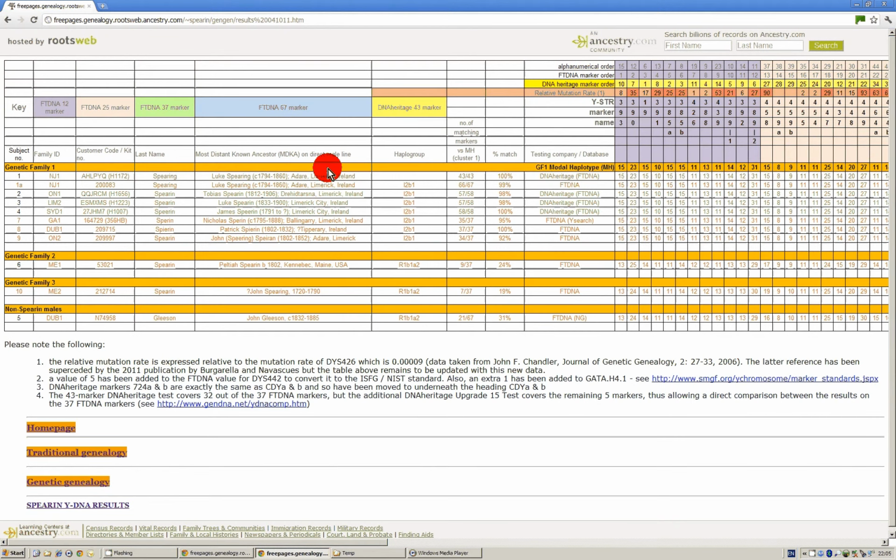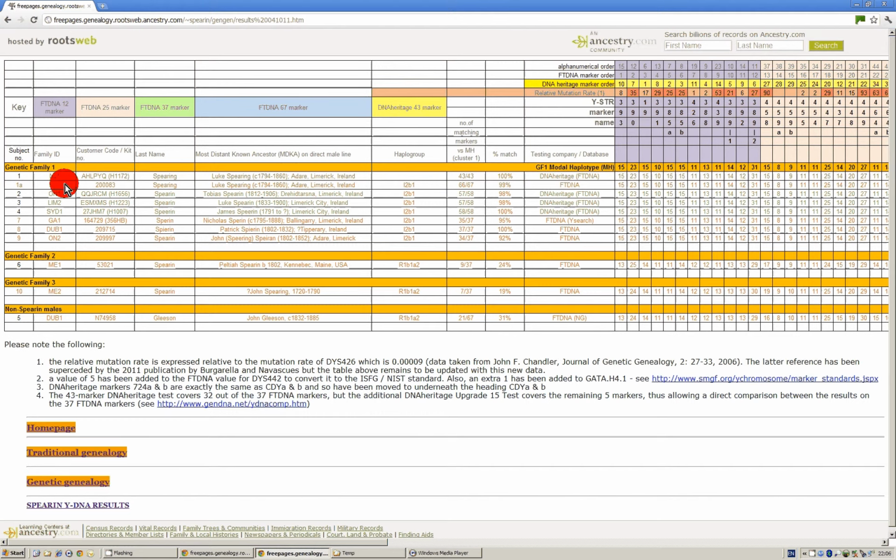So here we are on the results page. So what are we looking at? Well, on the left hand side we see that the members of this particular project are grouped into 4 broad categories: genetic family 1, genetic family 2, genetic family 3, and the non-Spearin males.